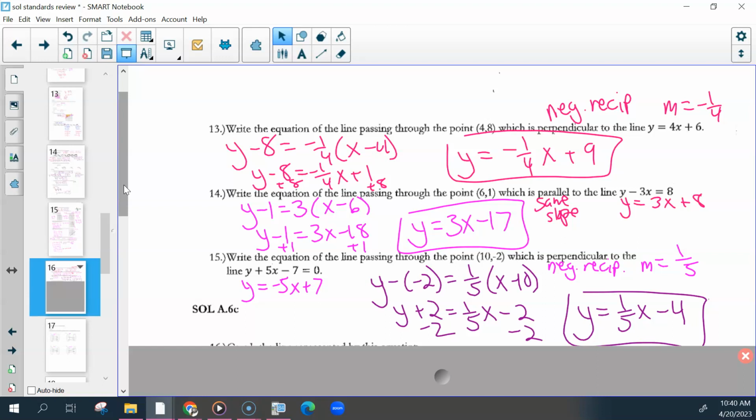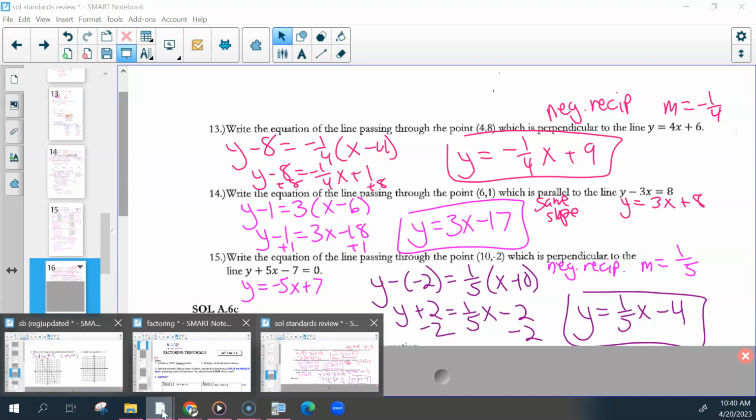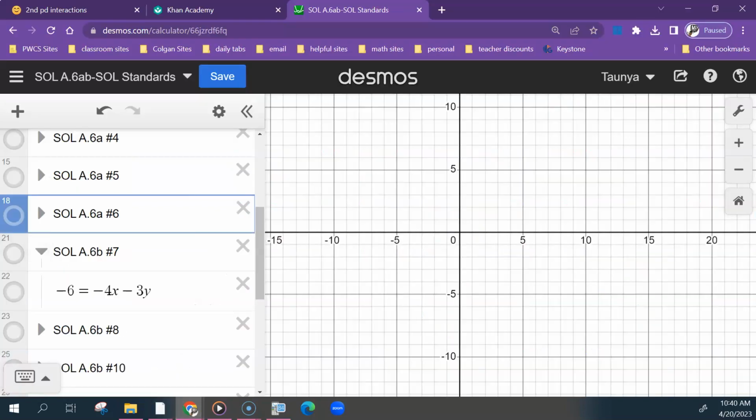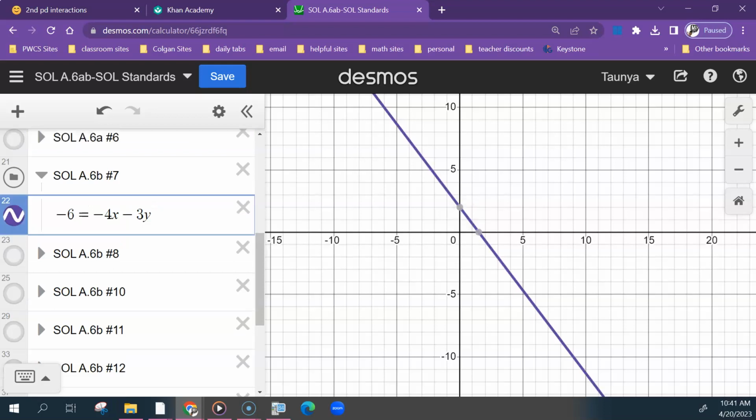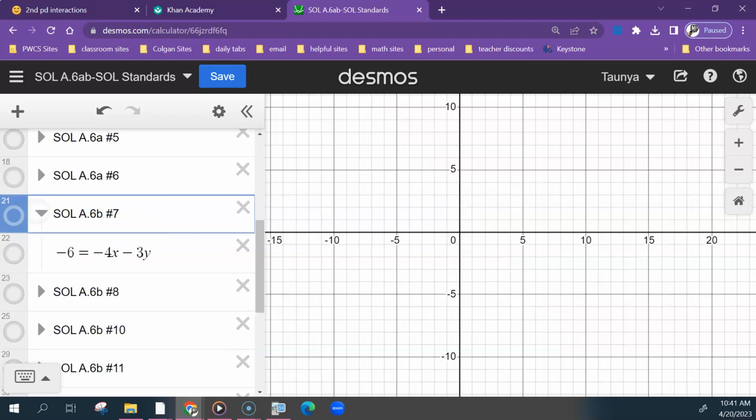Now, if you don't remember the work, if you remember how to do it in Desmos, then you don't need to remember the work piece of it. I'm going to show you that in Desmos really quickly. If you need me to come back to this after lunch, I will do that. Okay, so starting with 7, this one was plot 2 points, so you could have looked at your x and y intercept or made it a table and looked for any points. Same thing with 8.